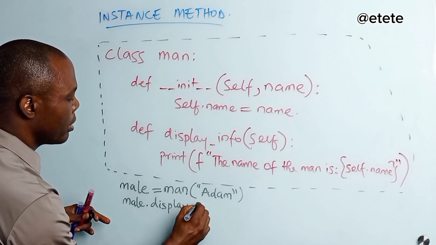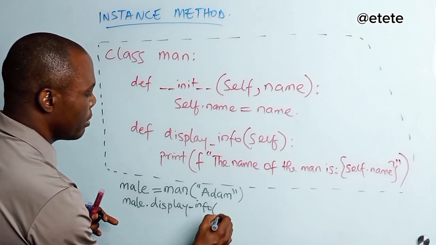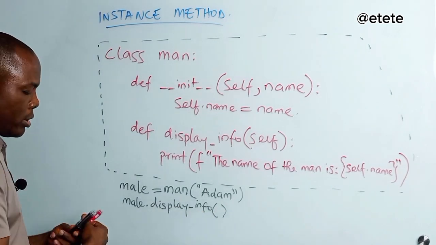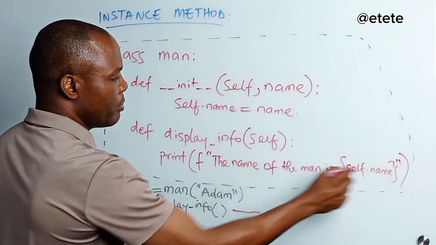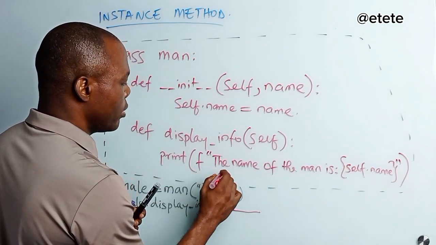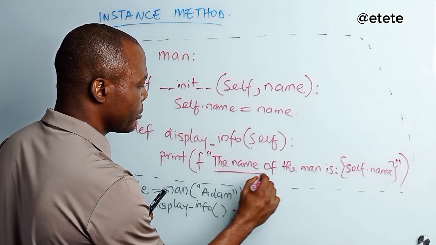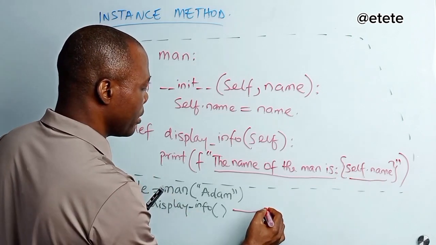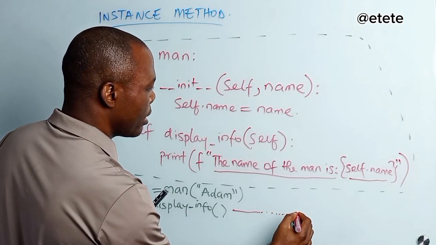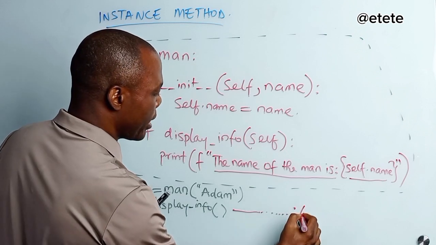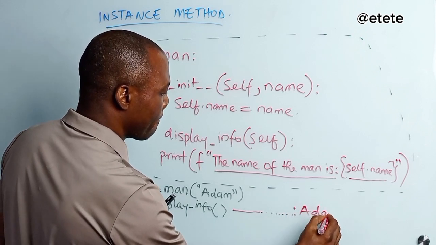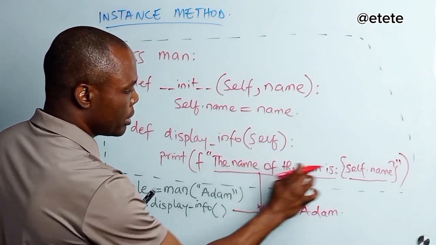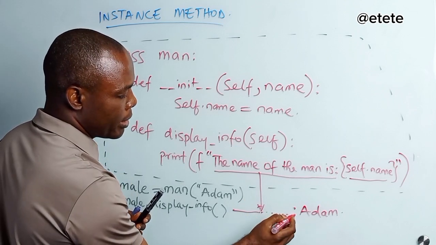Display underscore info. This is the method that I'm calling. Now, when I call this method, it's just going to give me this output. It will read all this, and then this one will now be, so this, then colon, Adam. So all this will be written here, then colon.